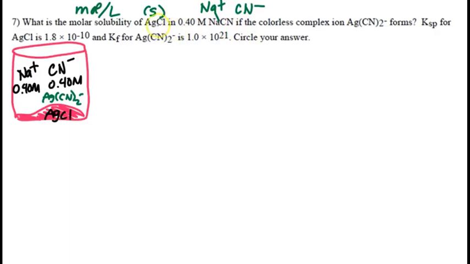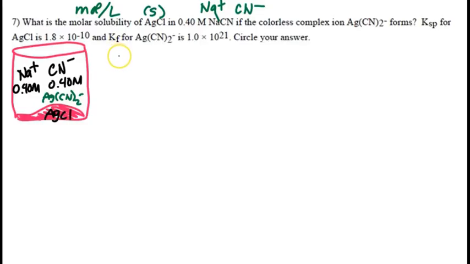Now let's continue on. They're telling us this whole solution is going to be in 0.40 molar NaCN, and that the colorless complex ion also forms. So wait a minute. Not only do we have AgCl, and that's molar solubility, it's going to be mixed with this overall salt solution that dissociates into Na+ and CN-. They're also telling us that a complex ion forms, which is Ag(CN)2-. Now, if a complex ion forms, guess what? We now can layer in another piece of information, which is Kf, or the equilibrium constant of formation.